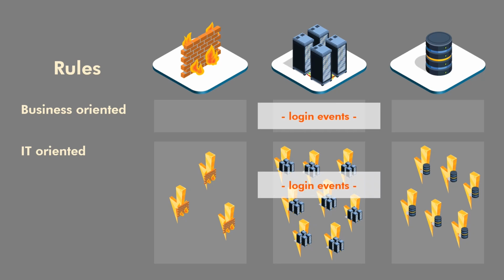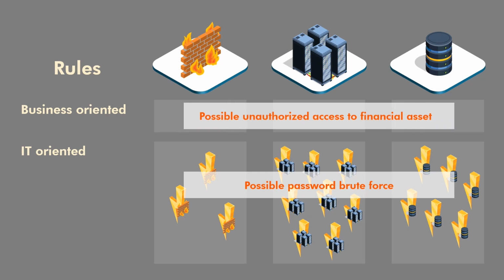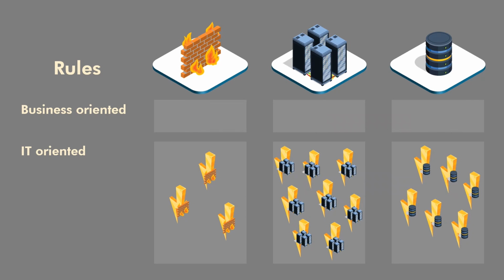Let's take then two examples based on login events to see how this approach differs. From the IT perspective, we would see rules to detect possible password brute force. But from the business perspective, we would see something completely different, such as rules to notify possible unauthorized access to financial assets. Both cases check for login events, but the nature and criticality of them is drastically different. Don't get me wrong. Having IT rules is good and desirable.